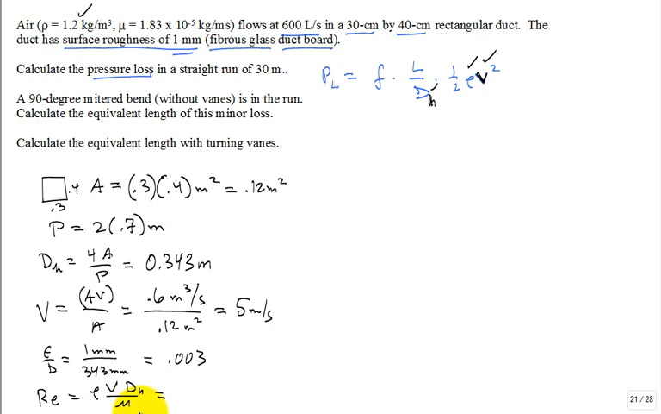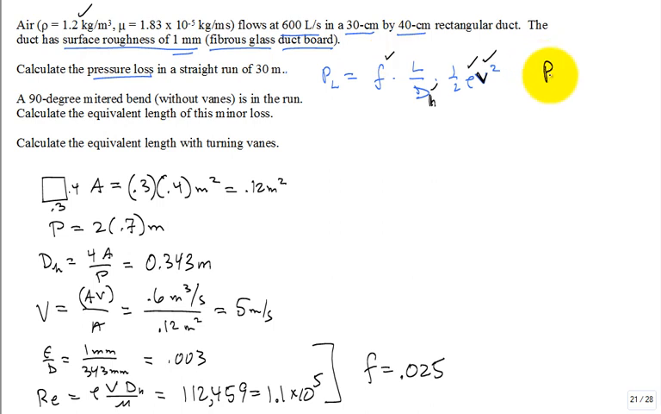What's the Reynolds number come in at? 112459. So that's 1.1 times 10 to the fifth. True? Moody diagram time, 1.1 times 10 to the fifth for Reynolds number, 0.003 for the relative roughness, can you give me a friction factor? Roughly, yeah. A little higher, but something like that. 0.025? Or somebody want to correct, play with a little bit? Close enough, 0.025. So stick in the 0.025 right there, and you'll calculate a pressure loss.